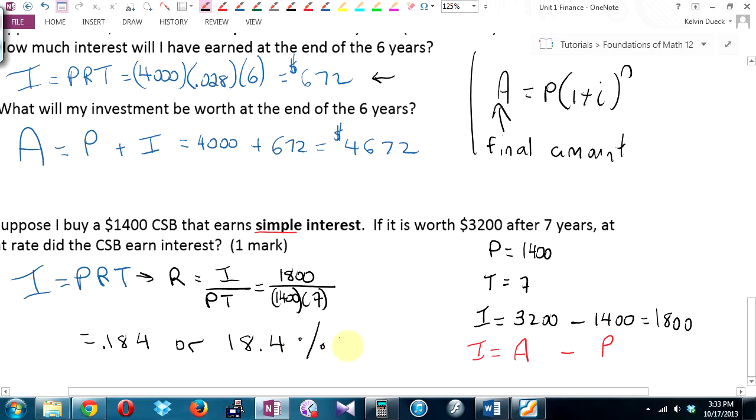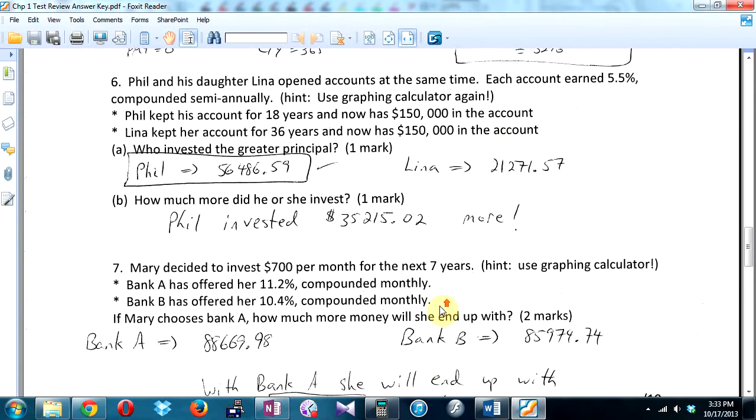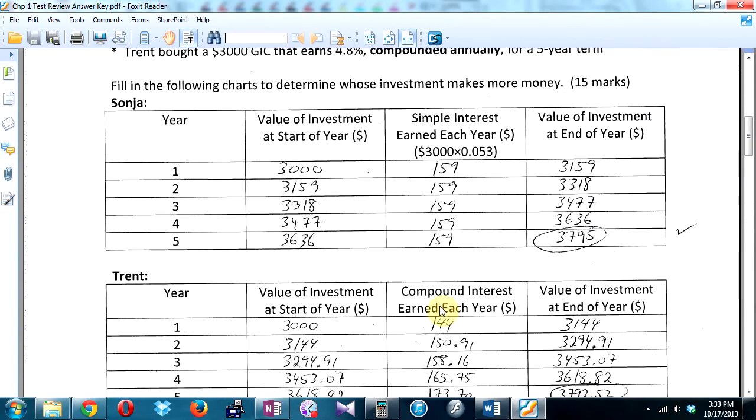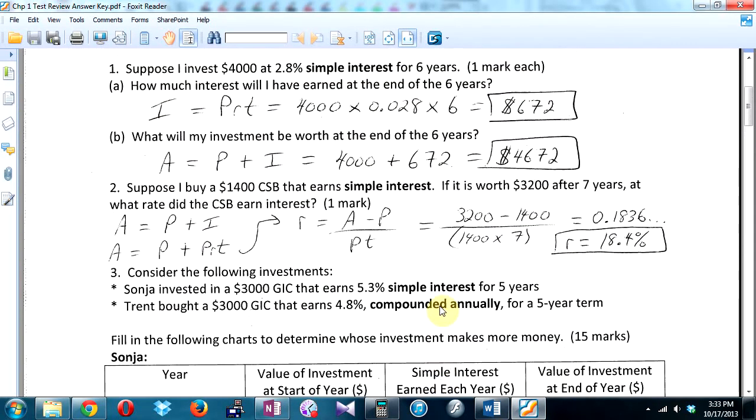Right? What percent did I say? 18%. Check. Let's go check. Let's go look.